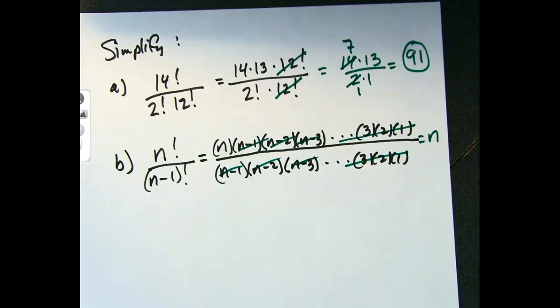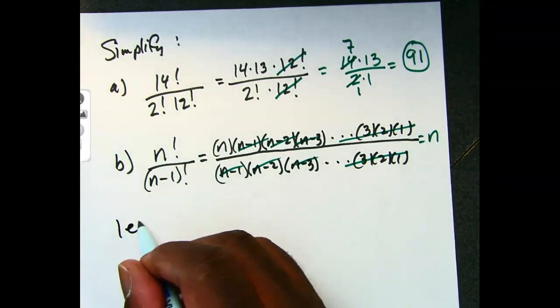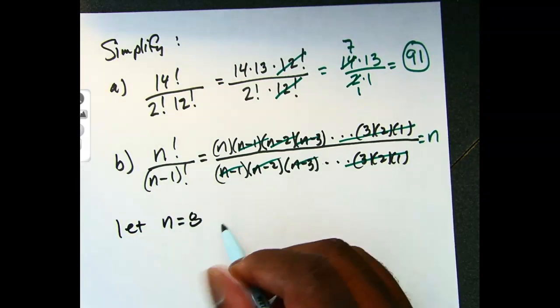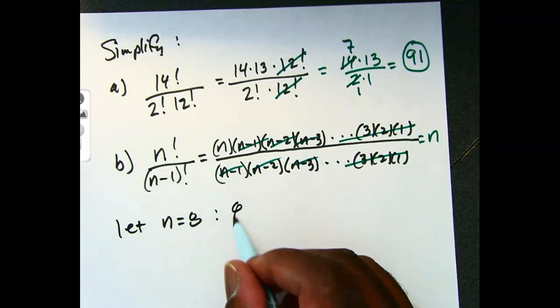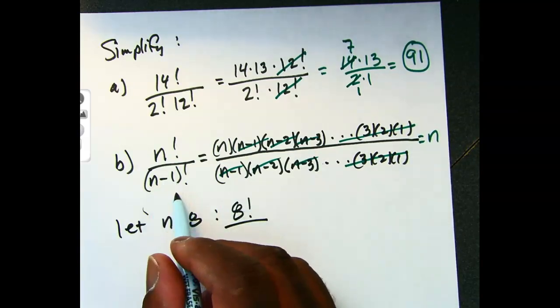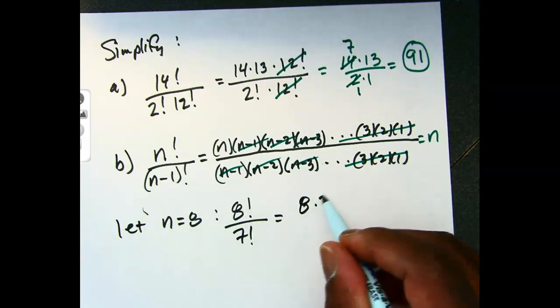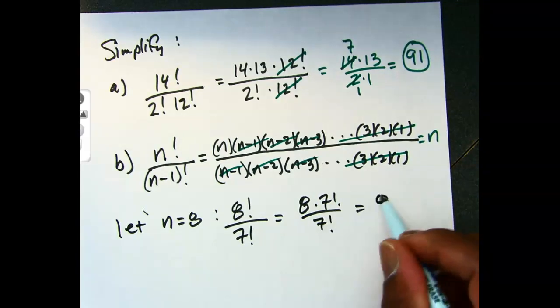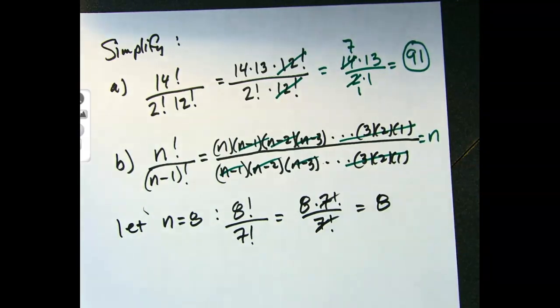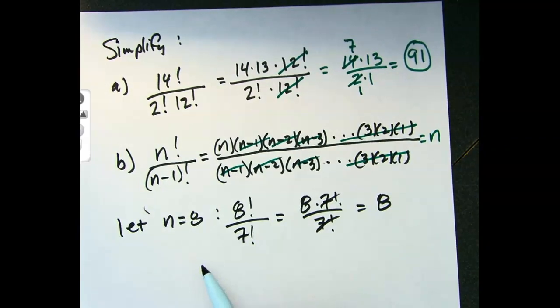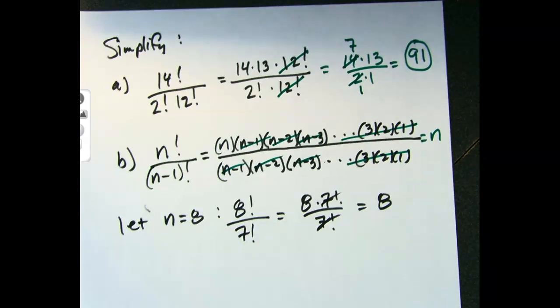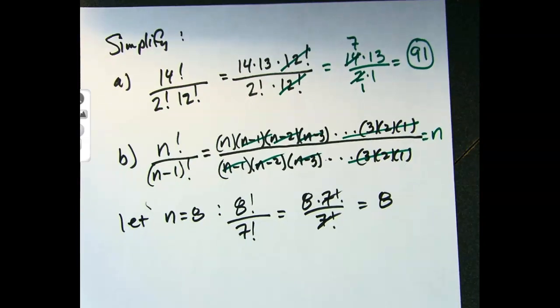Now, if we were to perform this with a number, so let n equal 8, then we would have gotten 8 factorial over 8 minus 1 factorial, or 7 factorial, and that would have been 8 times 7 factorial over 7 factorial, and our answer would have just been 8. It doesn't matter what positive integer you let n equal to, whatever n is equal to, your final answer will be that value.